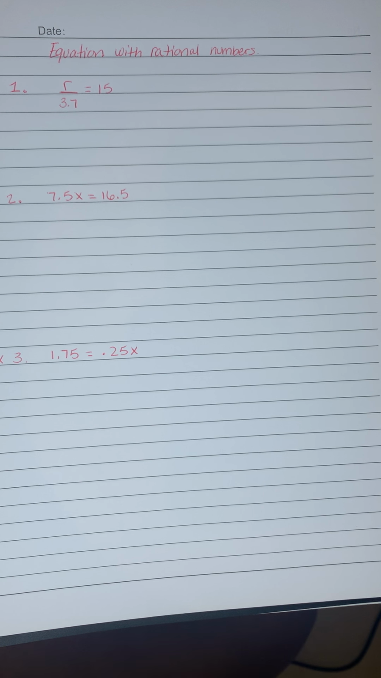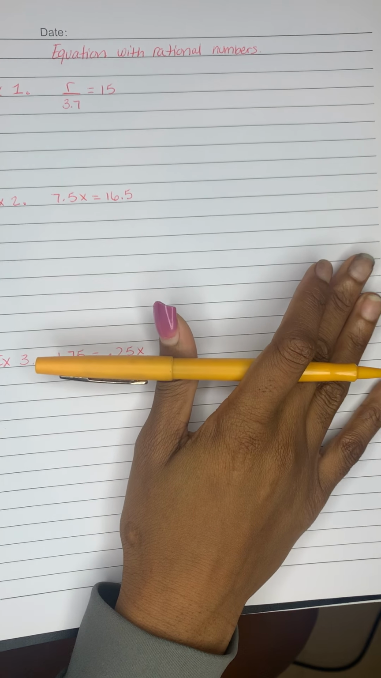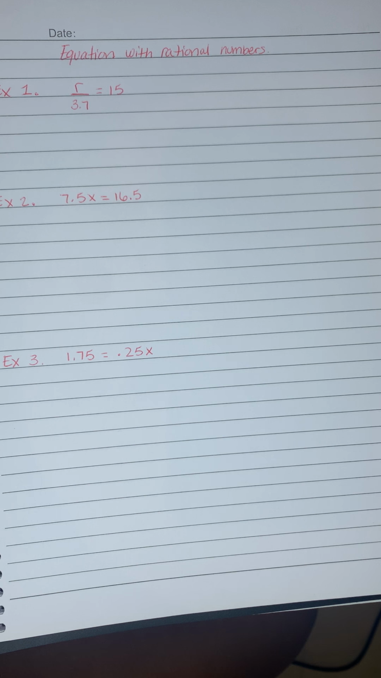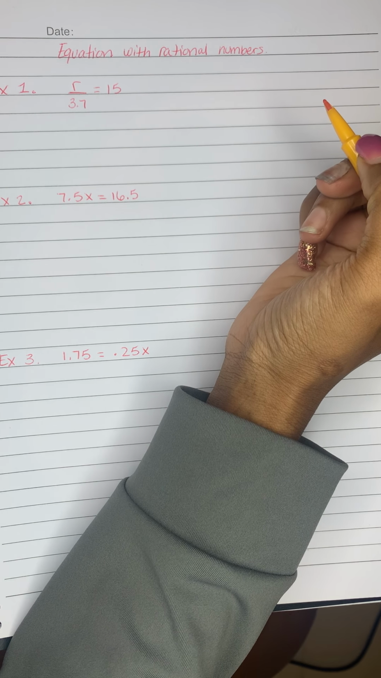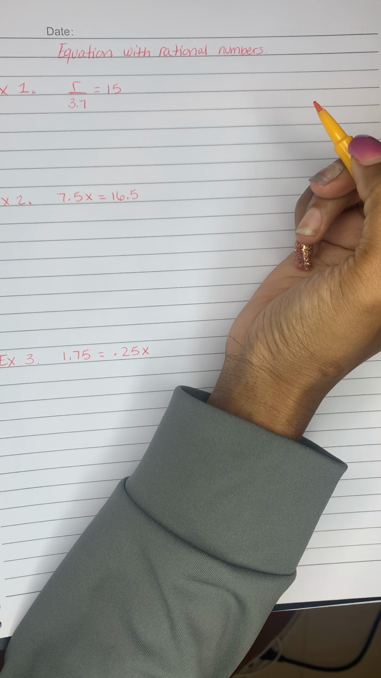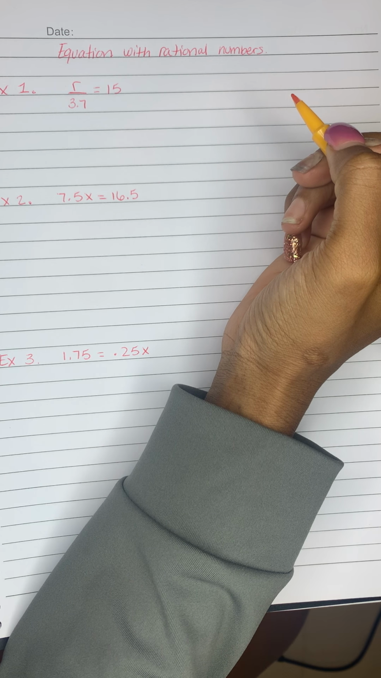Solving equations with rational numbers. Our first example, we have r divided by 3 7/10 equals 15. Now, this is a division problem. Remember, we always complete the inverse operation. The inverse operation in this case is multiplication.